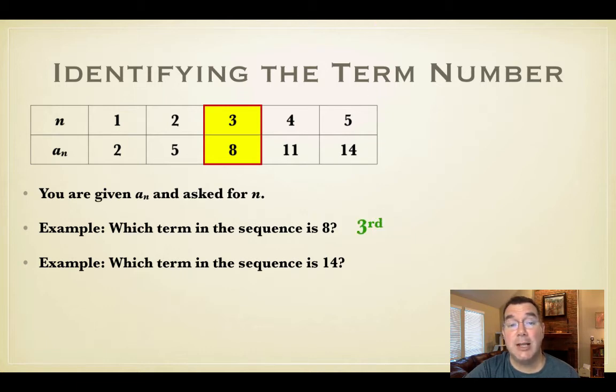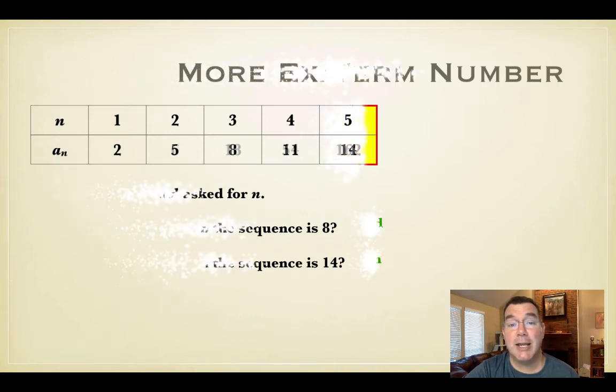Then I do the same thing. I look in the an row for the number 14, and I look above it, and that number is 5, which means that 14 must be the fifth number in that sequence. Okay? And of course, I can mix and match.